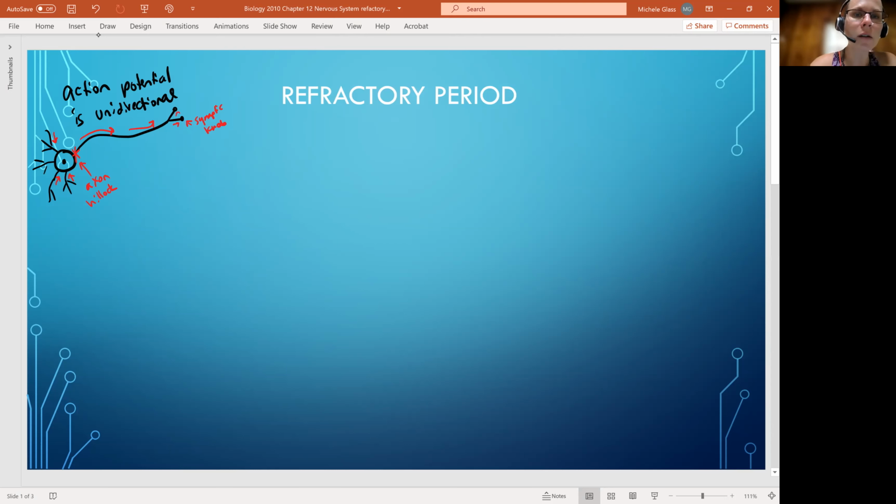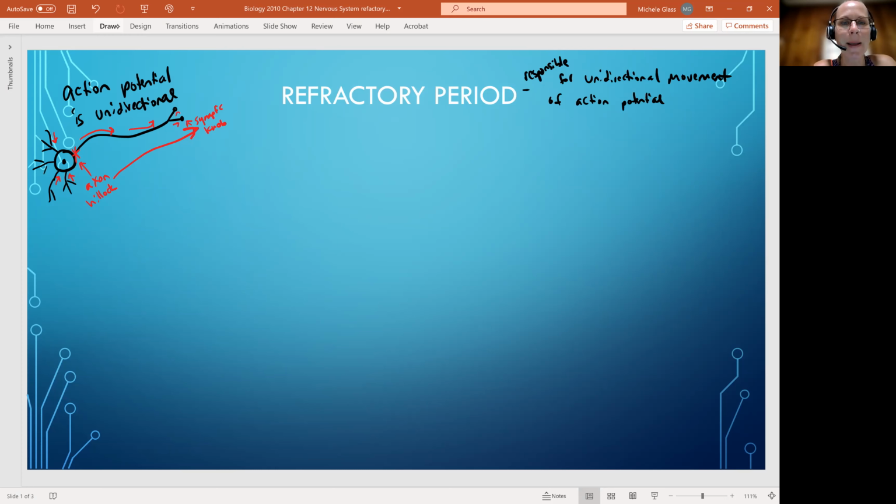And so when we talk about the action potential as unidirectional, we're saying it's going to go one direction only, from the axon hillock to the synaptic knob. And this is because of the refractory period. So it's allowing for, or creates, maybe we should say, the unidirectional movement of the action potential. Maybe creates is bad. Maybe we should say responsible for.